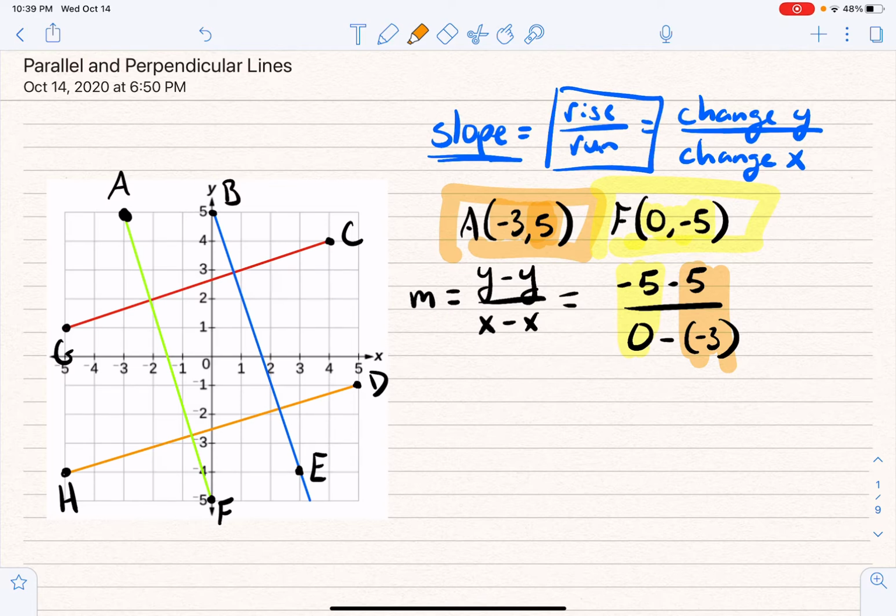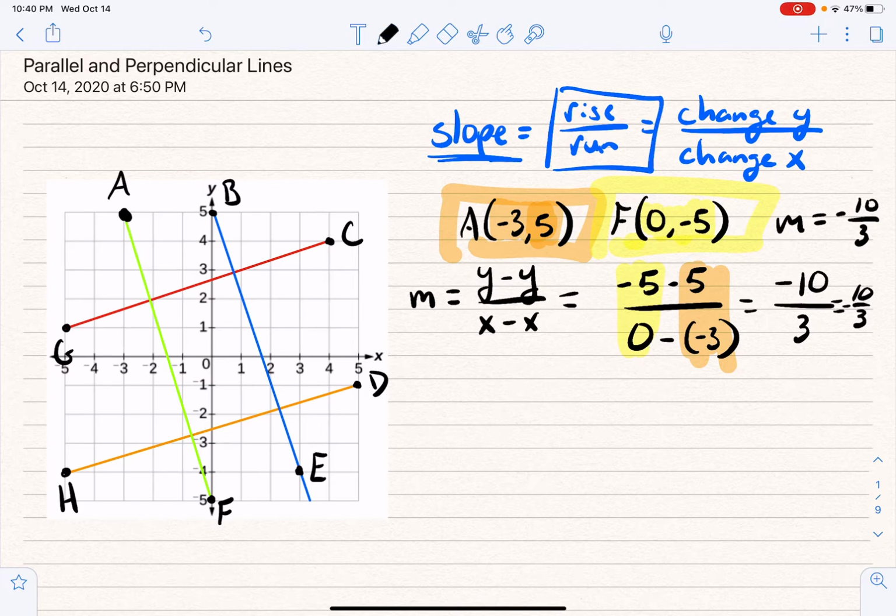All right, so let's go ahead and do the math here. If I have negative 5 minus 5 more, that would put me all the way back to negative 10. And 0 minus a negative 3 is like 0 plus 3, so that would be 3. So I've got negative 10 over positive 3, which is the same thing as negative 10 thirds. So we know the slope of AF is negative 10 thirds.